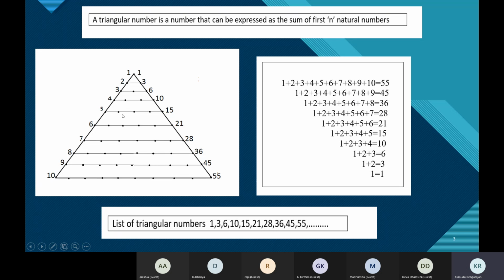I've just put it in a diagram like this. So you don't have to remember to make this diagram or write it like this. Just understand what it means. What is a triangular number? 1 is the smallest triangular number.